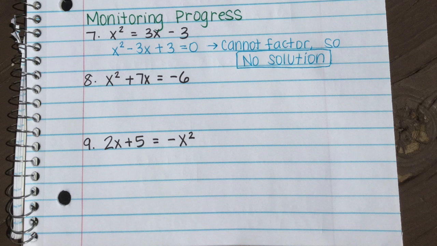So in number 7, I have rewritten the equation in standard form, which gives me x squared minus 3x plus 3 is equal to 0. And I tried to factor it, but there was no two pair of numbers that multiplied together would give me positive 3, but then when added together would give me negative 3. So since I was unable to factor, there is no real solution here, no solution.